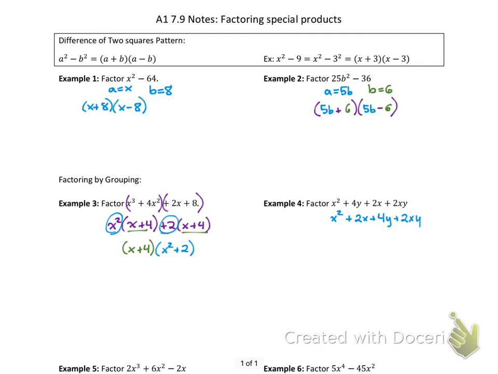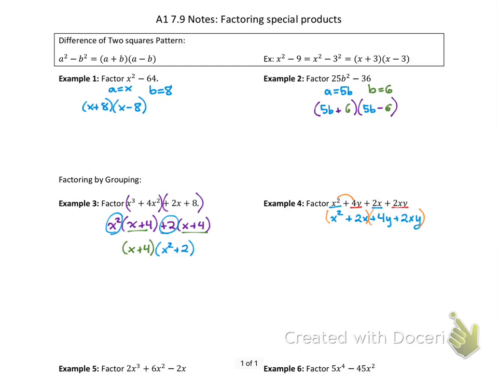Now I did this because I know that 2x and x squared have something in common, and 4y and 2xy have something in common. But these two don't have anything in common, and that's the issue. Okay, so I'm going to try to rearrange first just to see if I could come up with something. So let's go ahead and try to do the grouping. We'll see what happens.